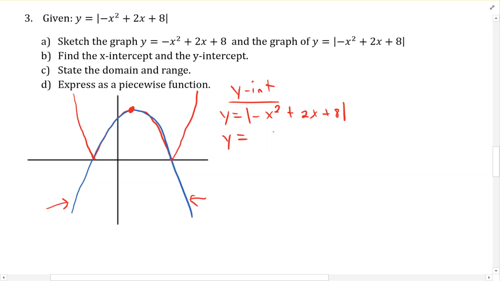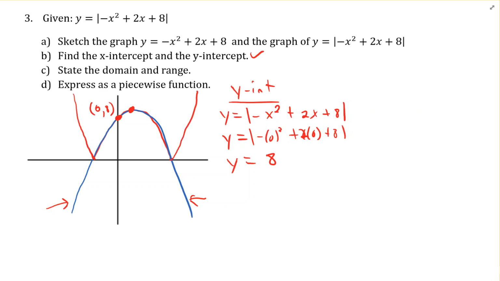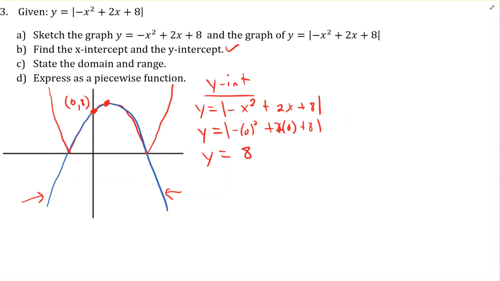So you can see that y is going to be equal to negative 0 squared plus 2 times 0 plus 8. This is all going to be equal to 8. So y is equal to 8. That's that point right there, at 0 comma 8. That's our y-intercept. Okay, let's figure out our x-intercept.